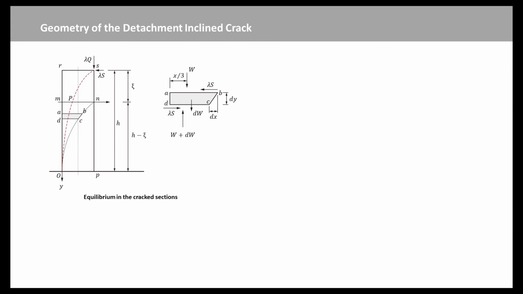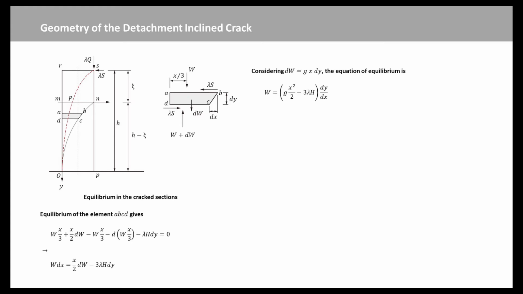The sections of the buttress will gradually crack, and the larger parts of the sections will be ineffective. The element A, B, C, D, shown at the right of the figure, defines a small segment of thickness dy of the effective band of the buttress. Equilibrium of the element A, B, C, D gives this equation. Considering dW equal to g times x times dy, the equation becomes this expression.